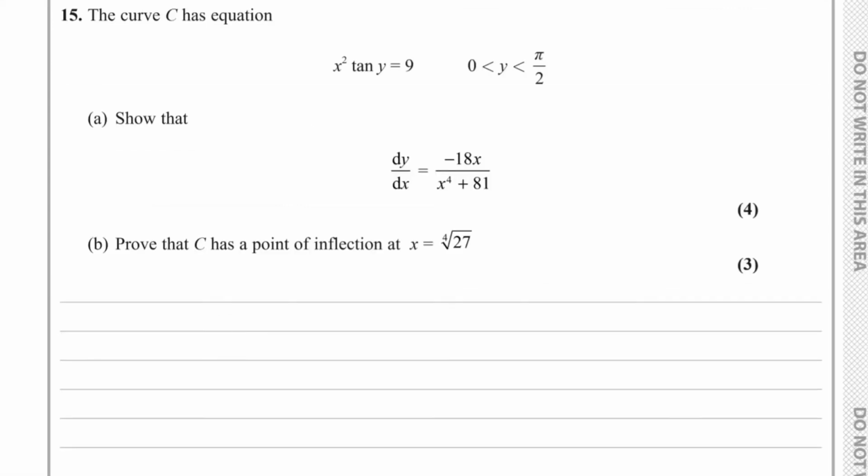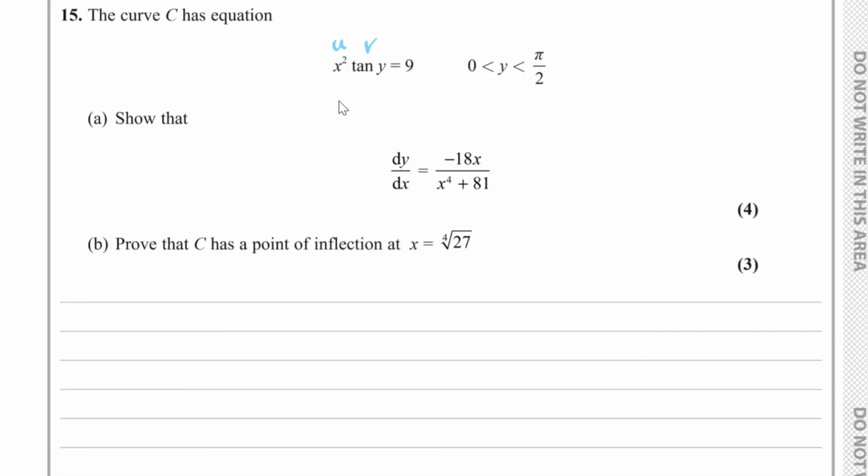Question number 15. The curve C has equation x squared tan y equals 9, where y is in between 0 and pi over 2. And for part A, we have to show that dy over dx is equal to minus 18x over x to the 4 plus 81. So for this, we would have to use the product rule. If we say that u is equal to x squared and v is equal to tan y, we can use implicit differentiation to find out what dy over dx is.